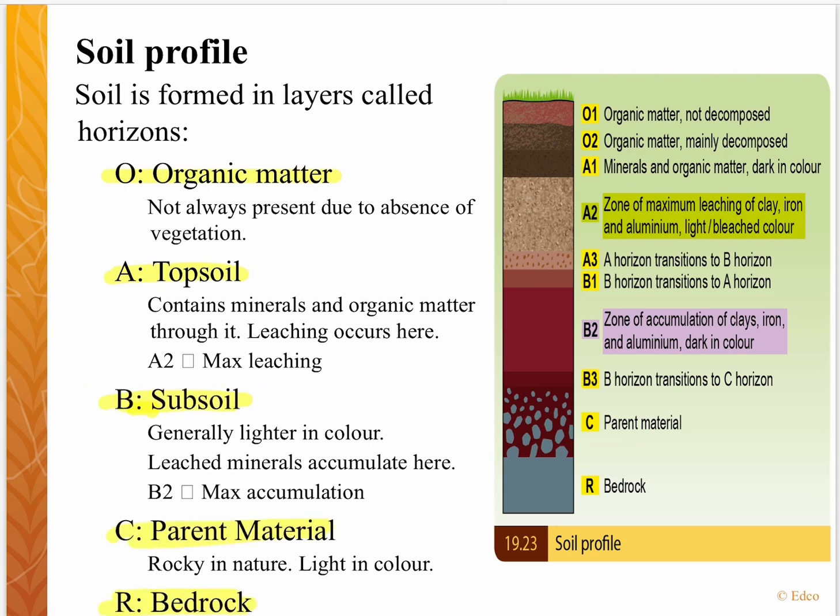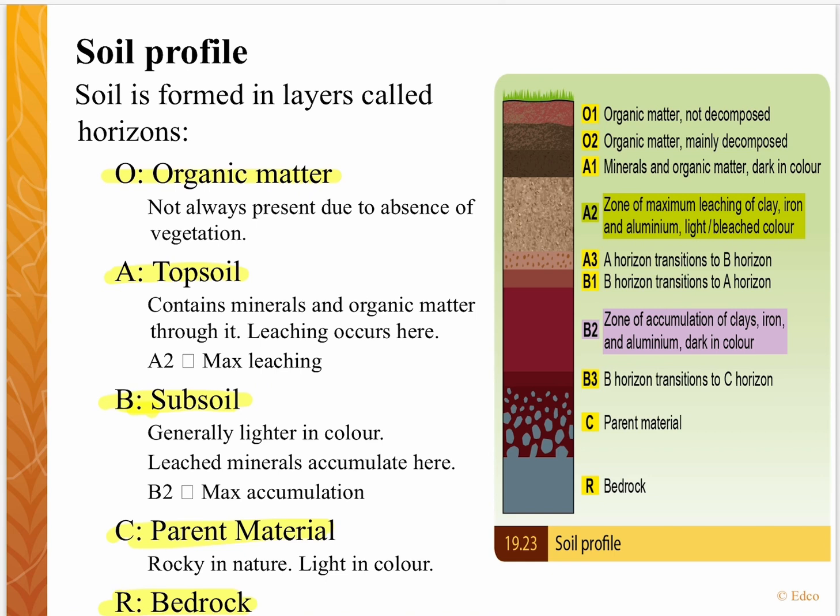Okay, so maybe the only other point I'd make for this is that you definitely need to know to label your different horizons, O, A, B, C and R. You need to know what they stand for, your O being your organic matter, A being your topsoil, B subsoil, C parent material, and R your bedrock.